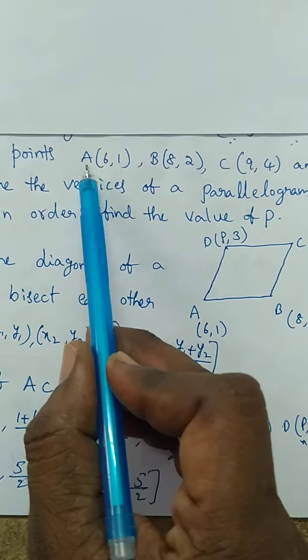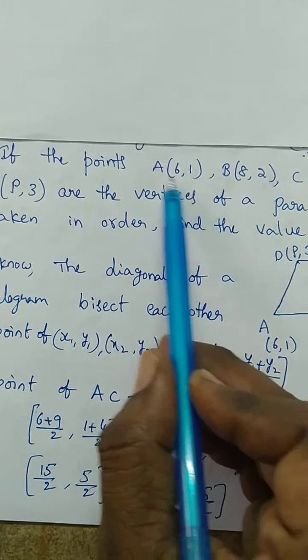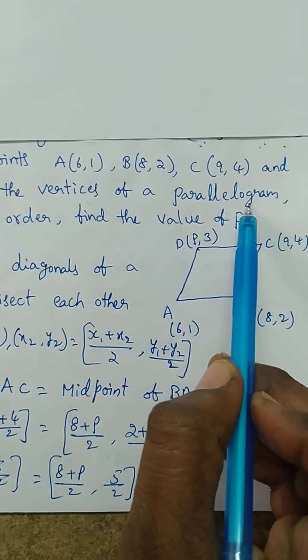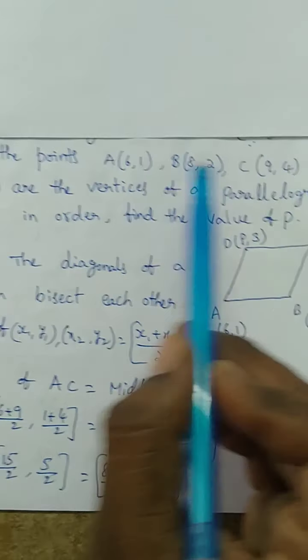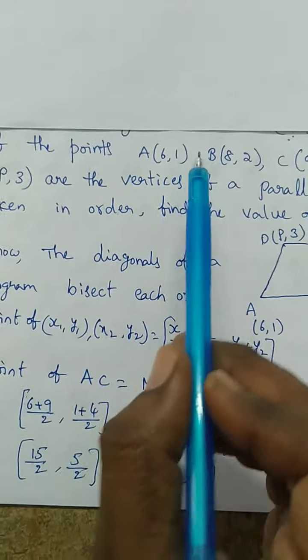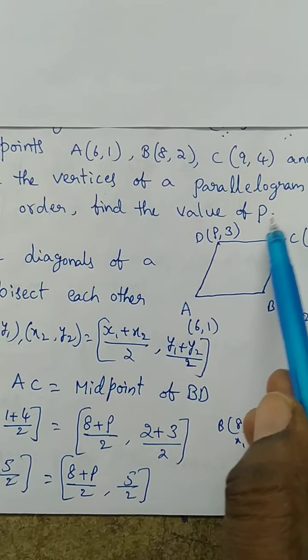These four points A, B, C and D are vertices of a parallelogram taken in order. The meaning of it is: this is the first point, second point, third point, fourth point. That is the order, so don't change the order of the vertices. Then find the value of P. Where is P?